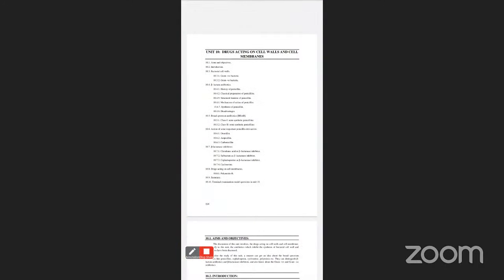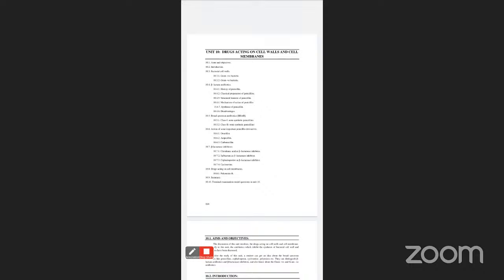So here, the drugs acting on cell walls and cell membrane. We know what the cell wall and the cell membrane are. In all living organisms, either plants or animals, the living organism is made up of the smallest unit called the cell. The cell is the primary unit, and we know the structure and the functions of the cell.